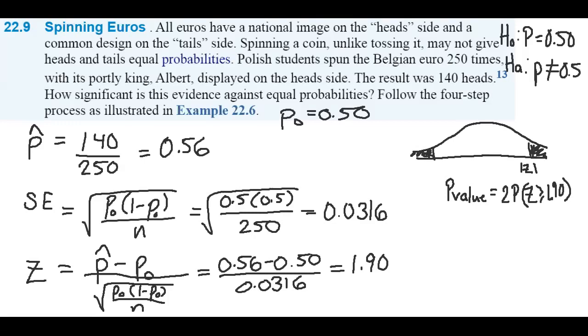Using our book, we find that value to be 0.0287, times 2 gives us a p-value of 0.0574. And now we're asked, how significant is this evidence against equal probabilities?